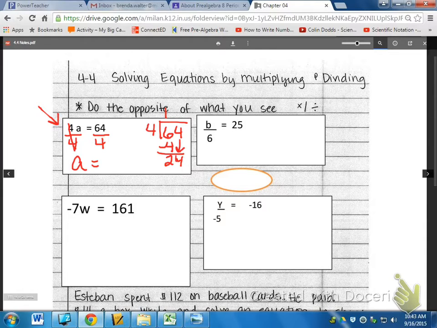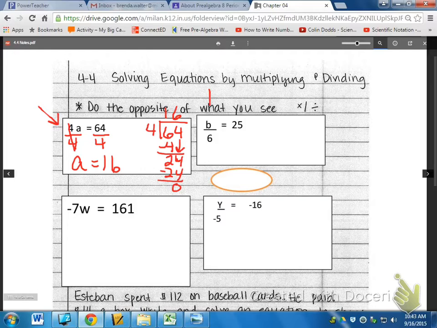How many times does 4 go into 24? 3 times? Nope, that's only 12. 6. 6 times. So 6 times 4 is 24. There's no remainder, so a equals 16. So we divide both sides by 4, a equals 16.